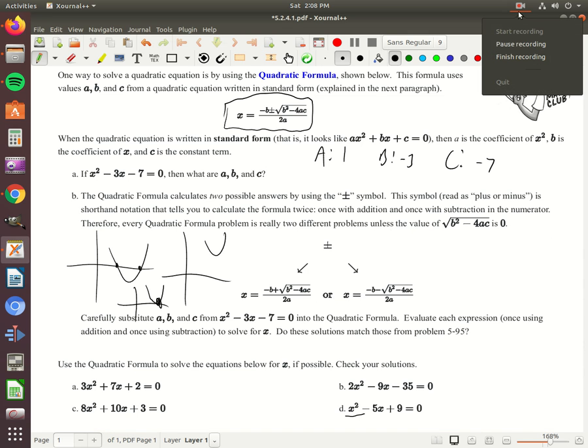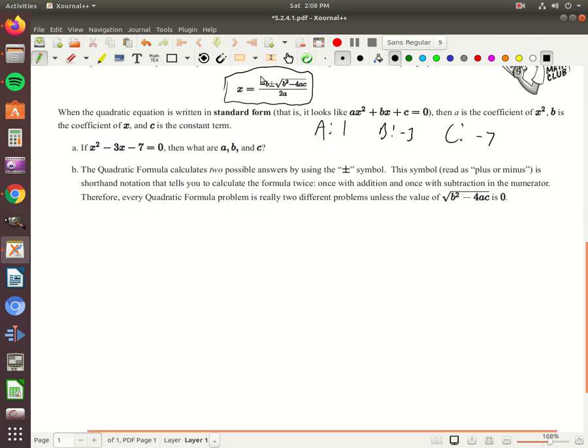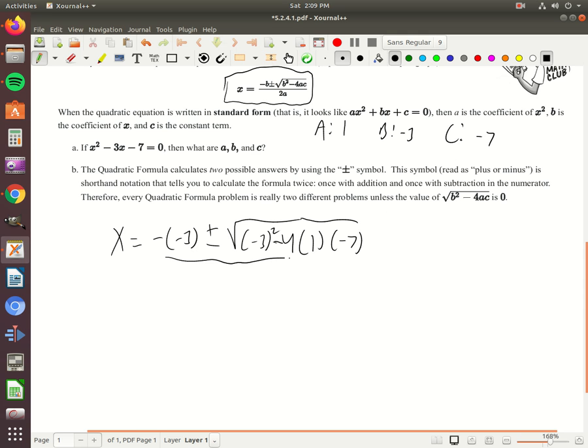So let me set this up and solve that. We're going to say x equals negative b. Well, think about it, it's a negative 3, so that's going to end up being positive. But I still like to just sort of go in order. Plus or minus the square root of b squared, which is negative 3 squared, minus 4 times a, which is 1, times c, which is negative 7. And all of it's going to be over 2 times 1. Now I know this looks way worse than it is. It looks bad, but it's really not that bad.